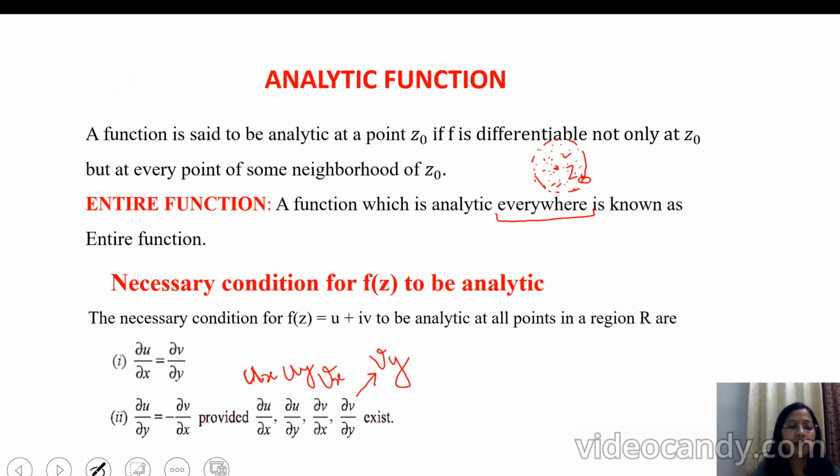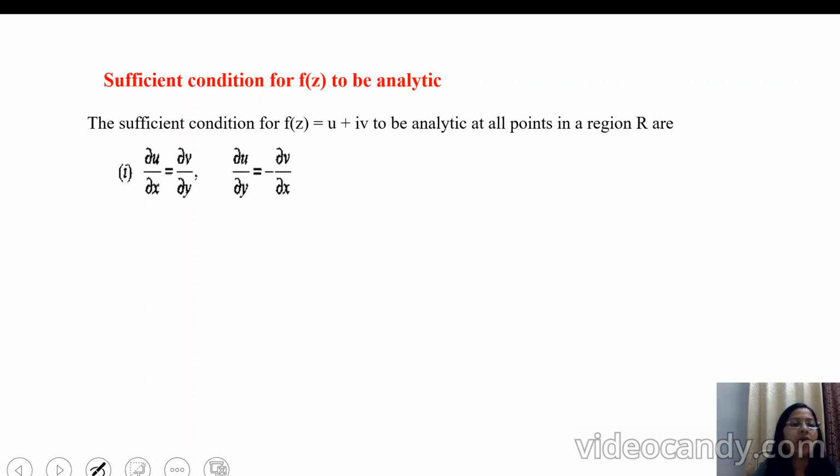Right. And these are known as Cauchy-Riemann equations. So these conditions, ux = vy and uy = -vx, are known as Cauchy-Riemann or CR equations. Now let's have a look at the sufficient condition for a function f(z) to be analytic. The sufficient condition for f(z) = u + iv to be analytic at all points in a region R are ux = vy and uy = -vx.